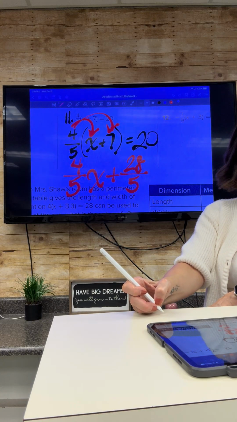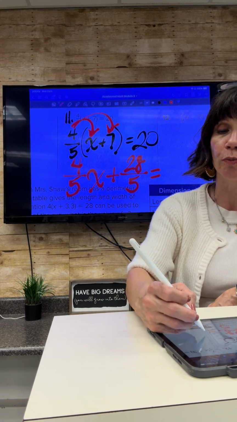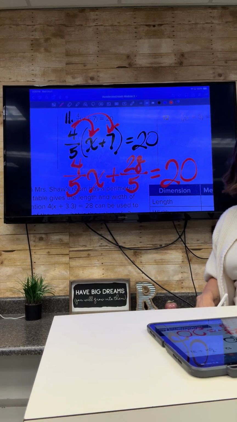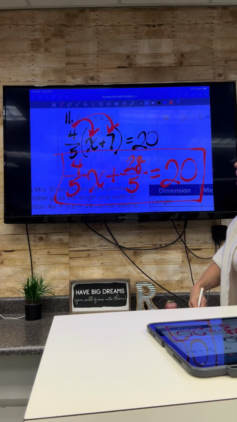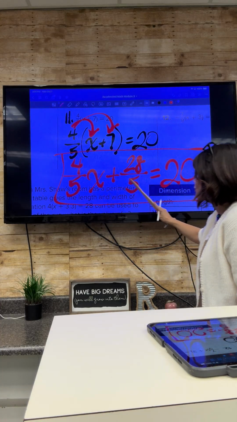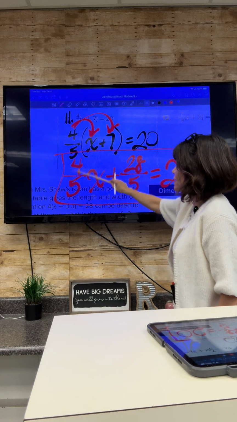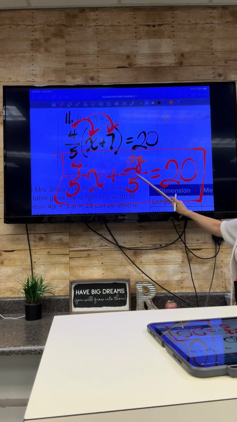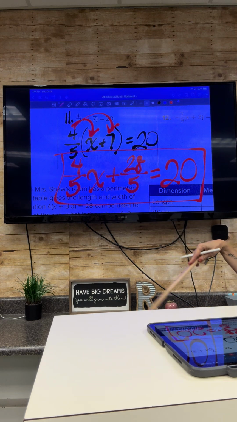Are we good so far? Please copy this so far. And then equals what total? Please say it. 20. This inside my red box is what I am most expecting everyone to copy. We got 4/5 x when we multiplied 4/5 times x. We got 28/5 when we multiplied 4/5 times 7. Do I have any questions about that?